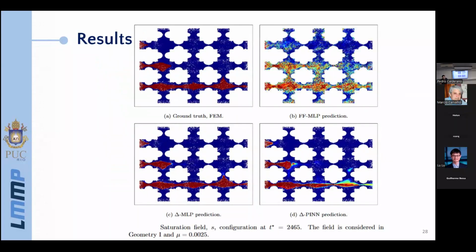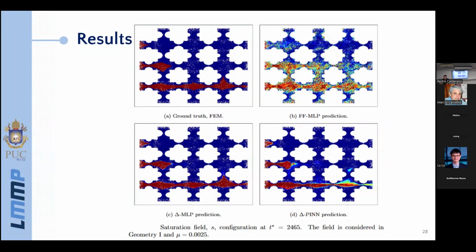So getting to the results, first I'd like to say a little bit about the performance of the neural networks. Well, the Fourier feature MLP had the worst performance of all. Then I had the performance of the Delta-MLP and the Delta-PINN. And well, when I consider all fields, all viscosities and all geometries, the Delta-PINN was the best performing neural network, but the performance of the Delta-MLP is not far behind.